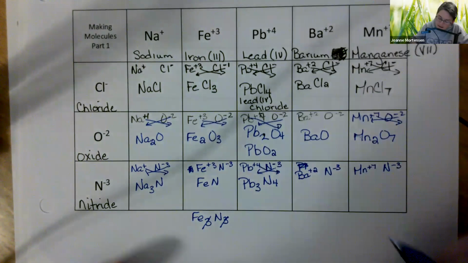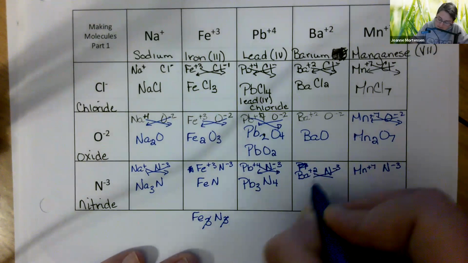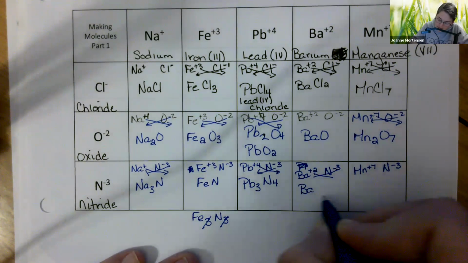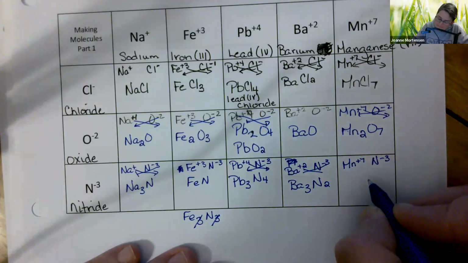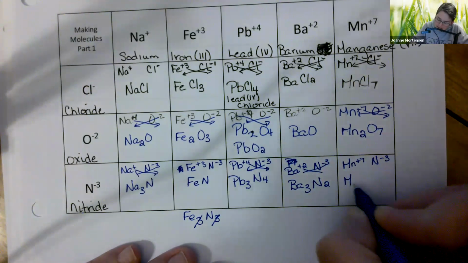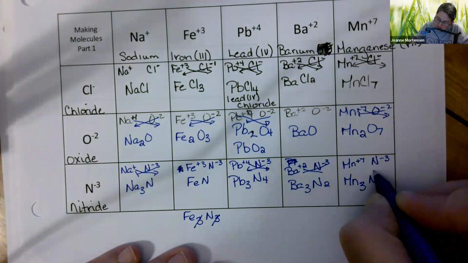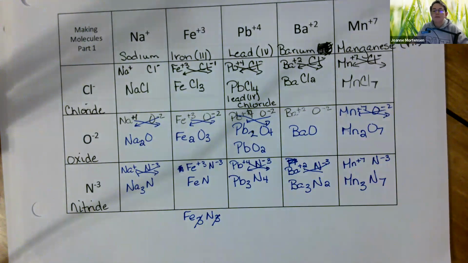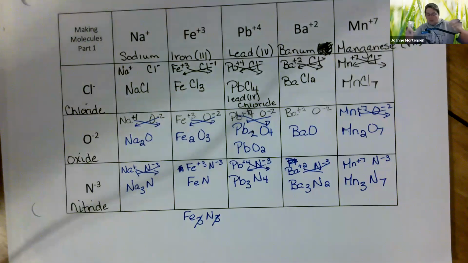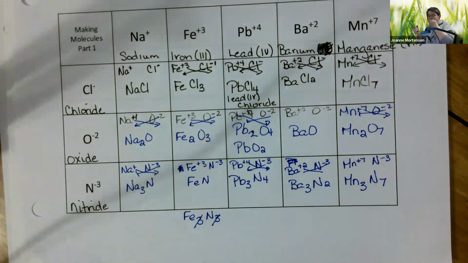All right, crossing the charges. Here we go. Ba3N2. And last one, manganese 3, nitride 7. It always feels weird when I'm writing a 7. It feels like it's too big a number. That's what I did to myself.